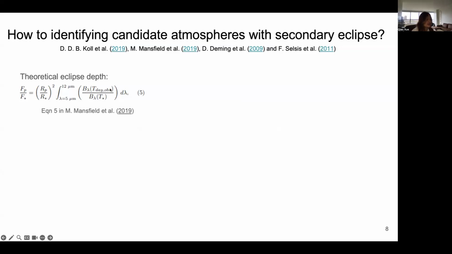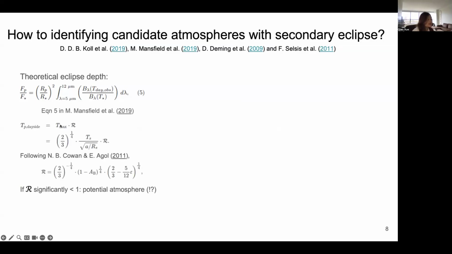On the slide, you can find the theoretical eclipse depth, which is just the ratio of the emission from the dayside of the planet to the emission from the star, scaled by their sizes. So from this equation, if we have a measured eclipse depth, we can invert it to the brightness temperature of the planet dayside. And by comparing this dayside temperature to the maximum possible temperature of the planet, which assumes 0 Bond albedo and no heat recirculation, we can infer the presence of an atmosphere.